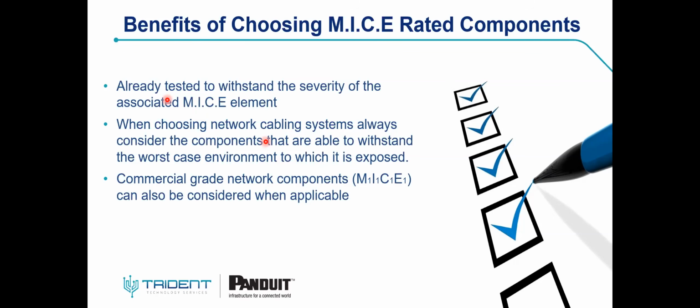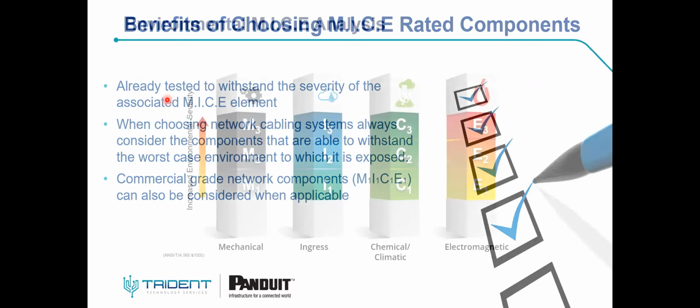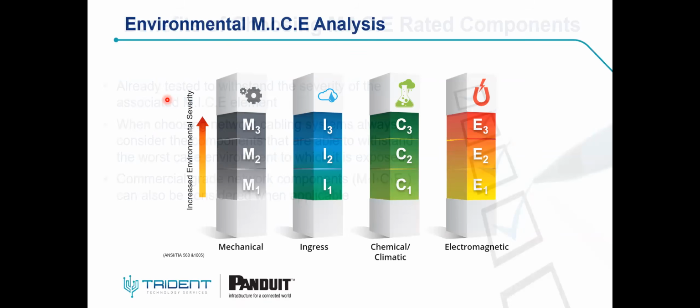You need to know the environment classification. As we said, for the commercial building you can choose M1, I1, C1, E1. But when you are going to the hardest environment, you can use M3, I3, C3, E3, which is the high rate for your environment.